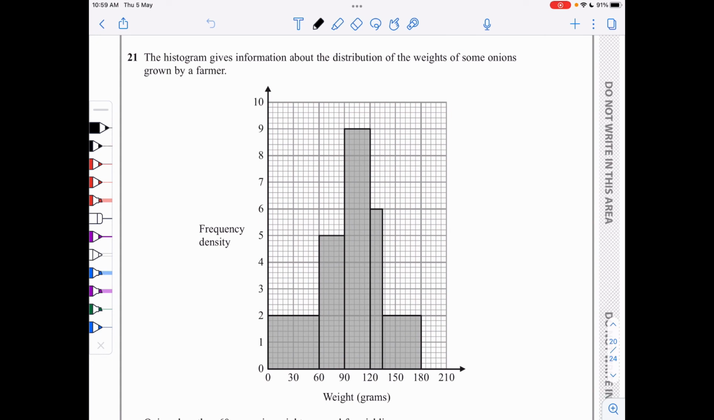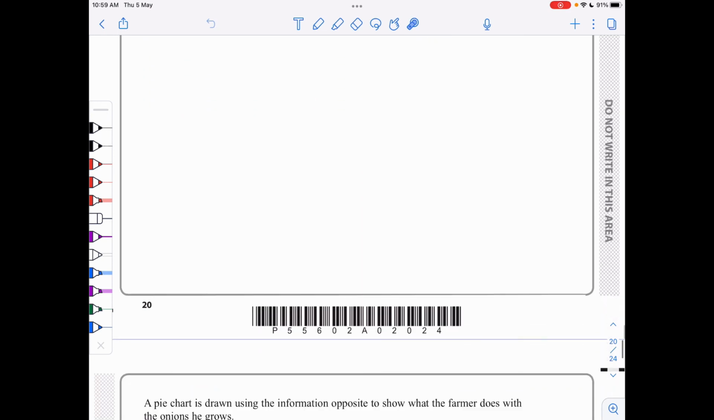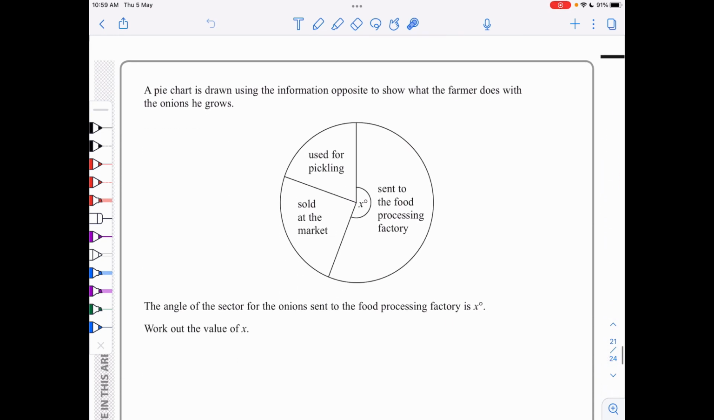Question 21, we've got the histogram giving information about the distribution of the weights of some onions. So we have weights from 0 to 180 grams, and we are told that anything less than 60 grams is used for pickling. Anything greater than 120 goes at the market to be sold, and the rest are used in a food processing factory. And if you turn the page over, it's got a pie chart drawn, and we are being asked to find the angle here.